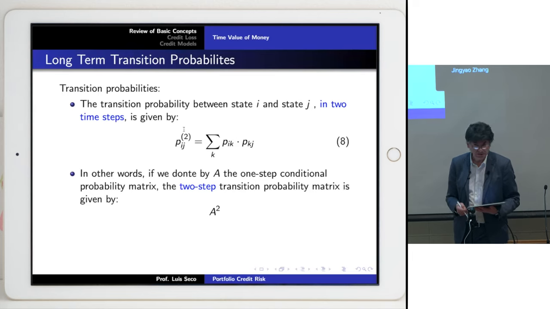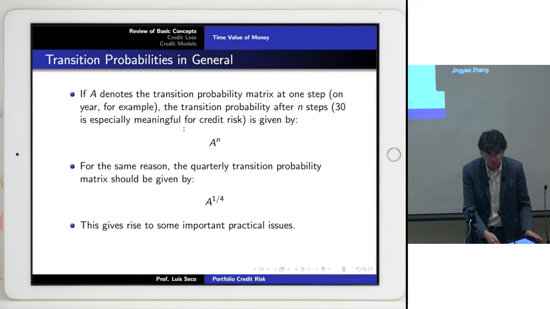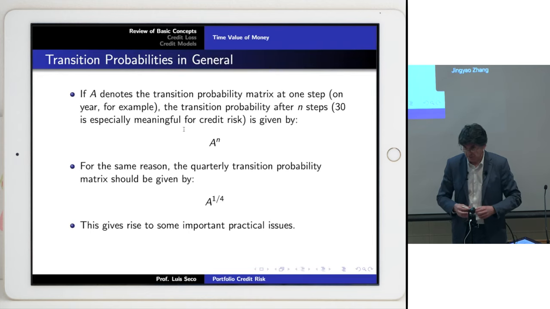How about the transition probability matrix after 10 years? A to the power 10. After 30 years, A to the power 30. Right? 6 months. One half. A to the power 1/2, right? A quarter would be A to the power 1/4. And I have a very important question to ask you. Do you know how to take the square root of a matrix? Damn it. I hate it when people don't explain linear algebra the right way.